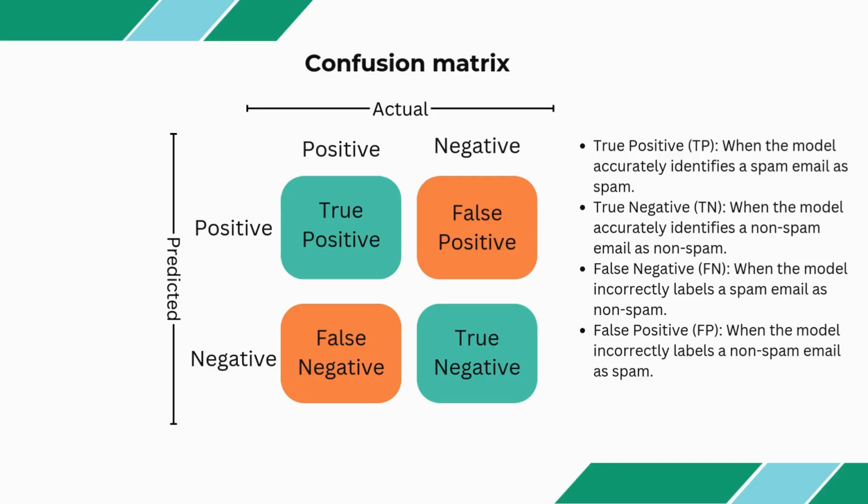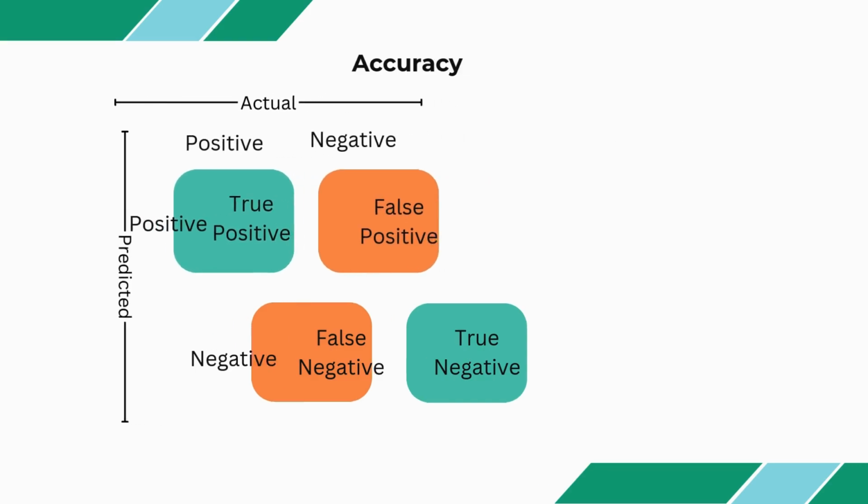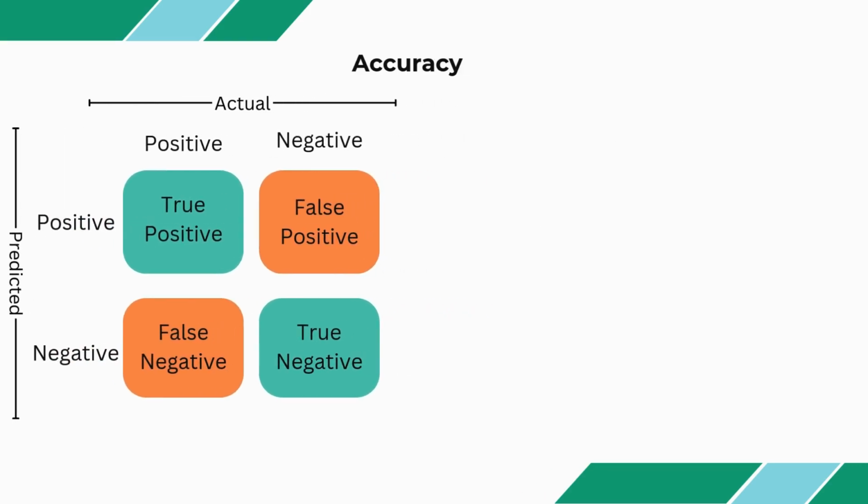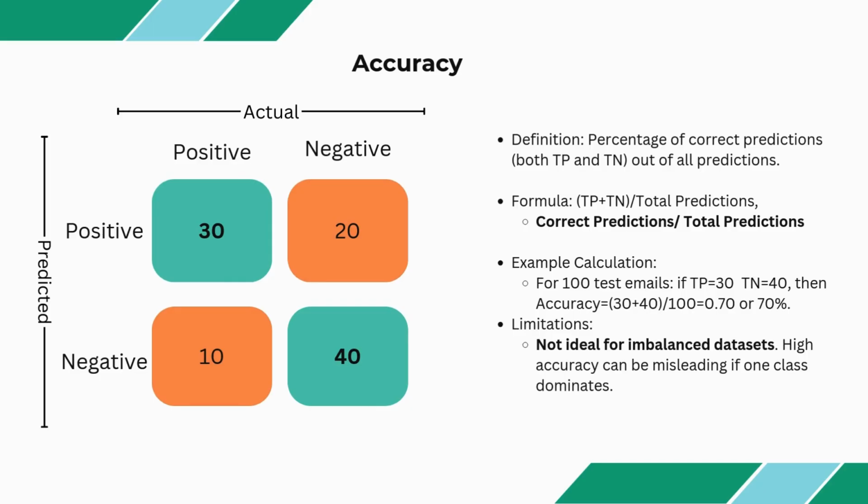Now let's discuss some of the model evaluation methods using this confusion matrix. The first one is accuracy. Accuracy is the percentage of correct predictions, which is true positive and true negative, only the green ones in this slide, out of all predictions. So the formula is true positive plus true negative over total predictions. It is interested only in correct predictions, which are the green ones, out of total predictions.